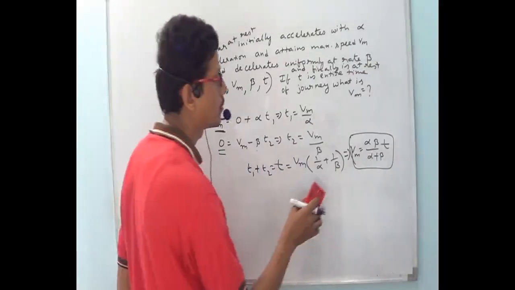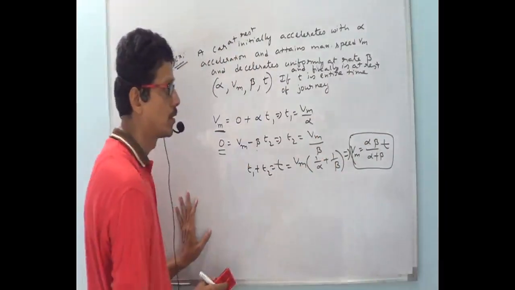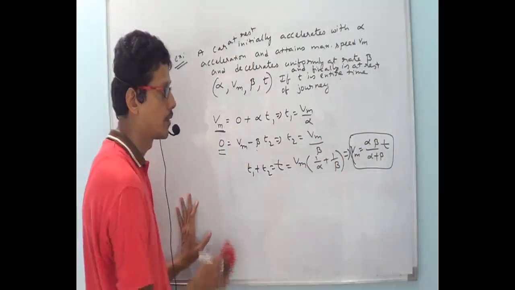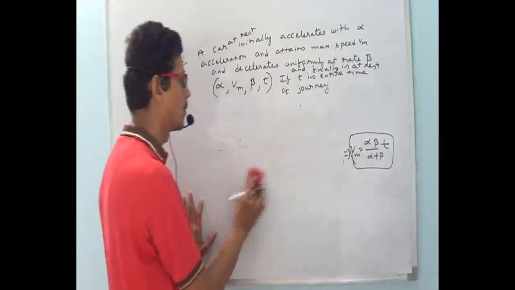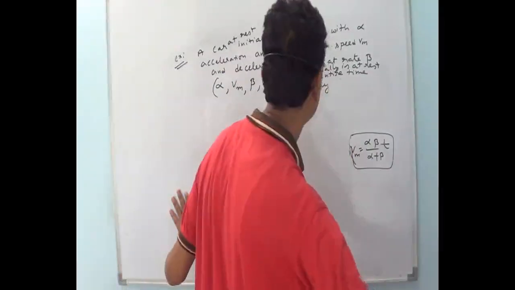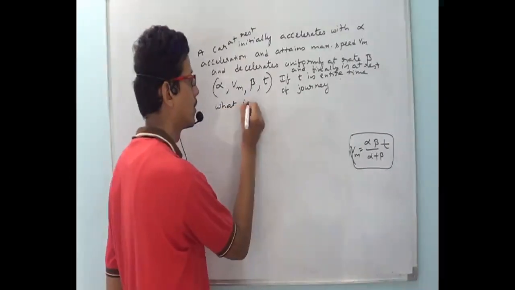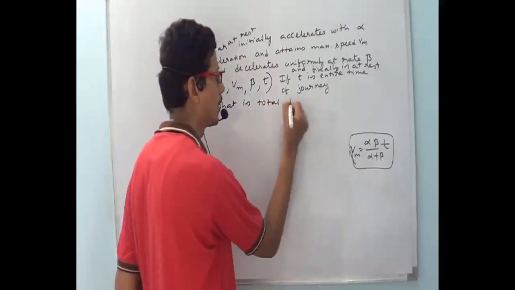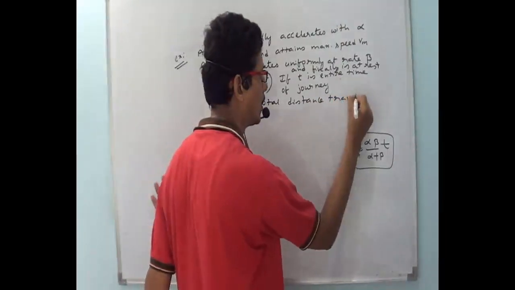So, what is maximum velocity? Second question is, what is the distance traveled? So, just remember this Vm. What is Vm? Maximum speed attained. Okay. Second question is, what is the total distance traveled by the vehicle?